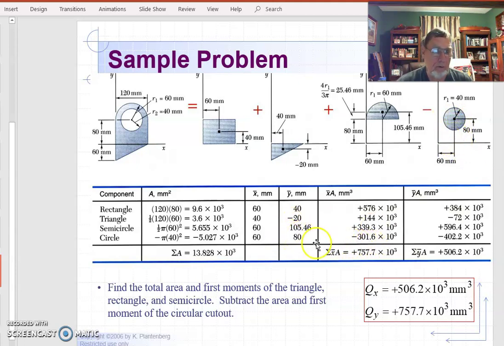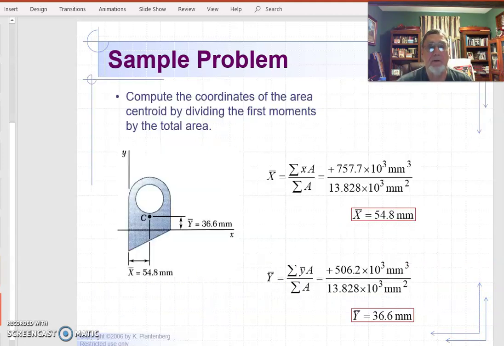And then you do your products, and then you add all of these up, and then you simply divide. He's calling those Qx and Qy, and then you're going to divide that sum by the total area to get your x coordinate, and that sum by the area to get the y. That sum of the y times your area over the total area, and then you have your x and y coordinate. That'll be the centroid of that particular piece.